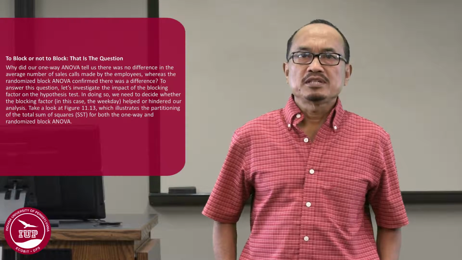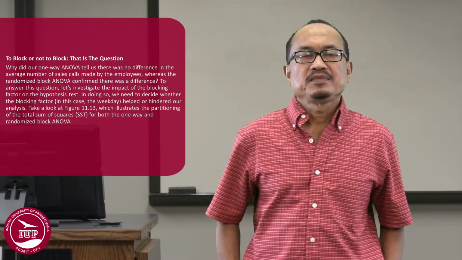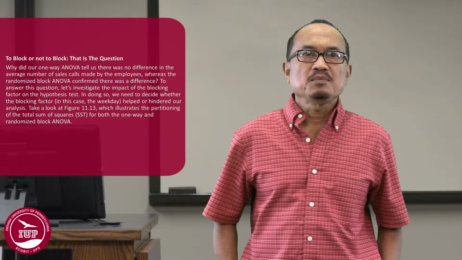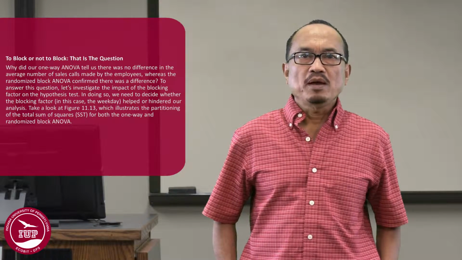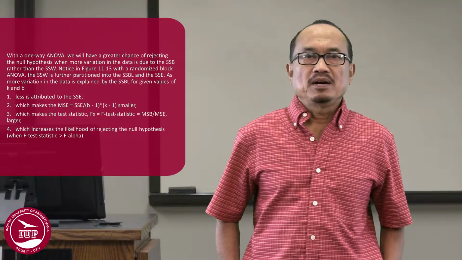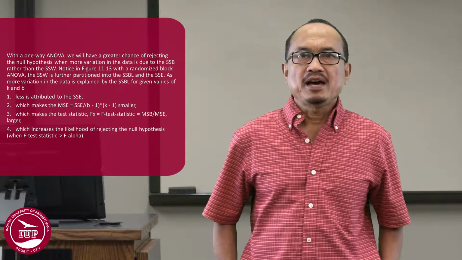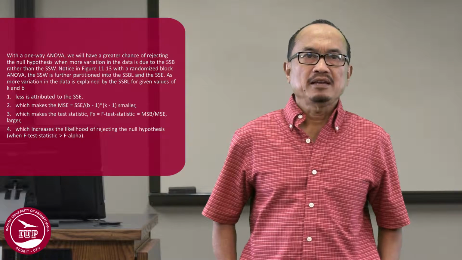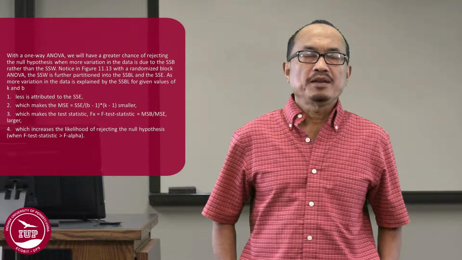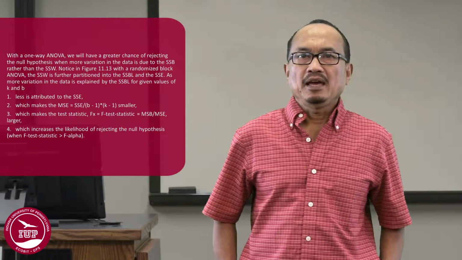In doing so, we need to decide whether the blocking factor, in this case the weekdays, helps or hinders our analysis. Take a look at figure 11.13, which illustrates the partitioning of the sum of squares, or SST, for both the one-way and randomized block ANOVA. With a one-way ANOVA, we will have a greater chance of rejecting the null hypothesis when more variation in the data is due to the SSB rather than the SSW. Notice in figure 11.13, with a randomized block ANOVA, the SSW is further partitioned into the SSBL and the SSE.